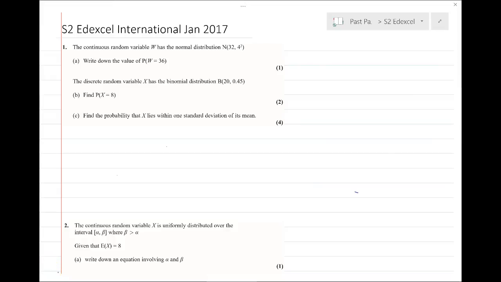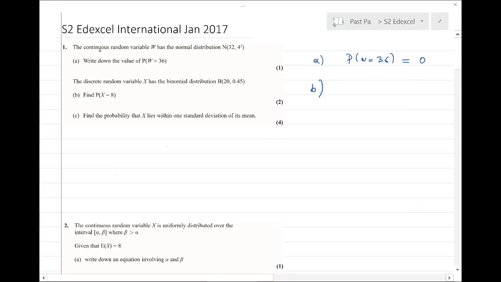So we're doing S2 Edexcel International Jan 2017. The first question is, some of my students might say it's a trick question. I don't regard it as such. We should all know that the probability of getting one particular value on a continuous distribution is 0. We're looking for a range of values for a continuous distribution, so it's 0. That's it. Let's move on.